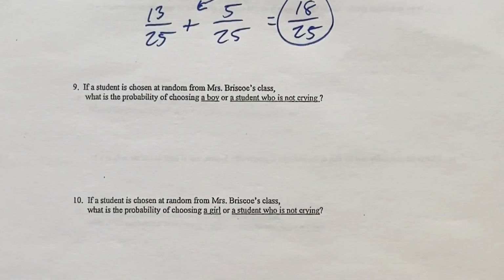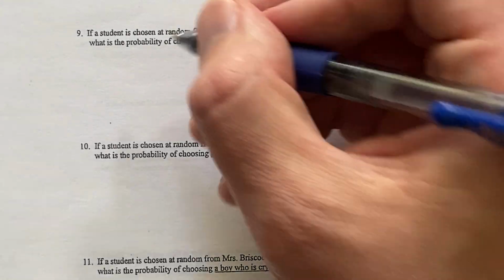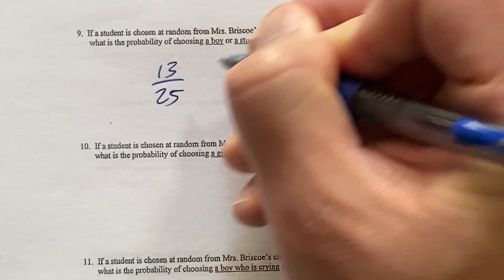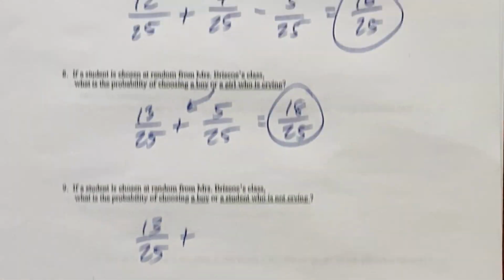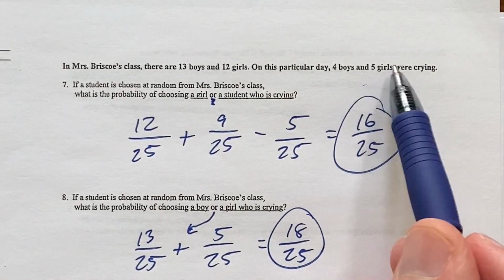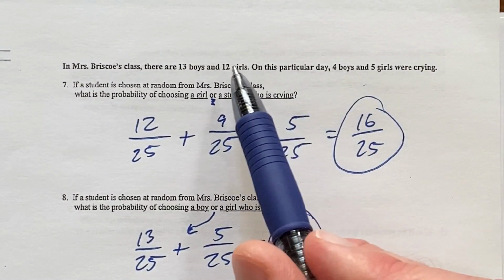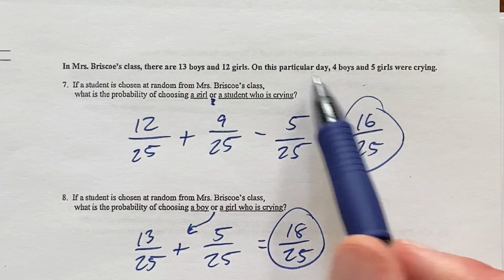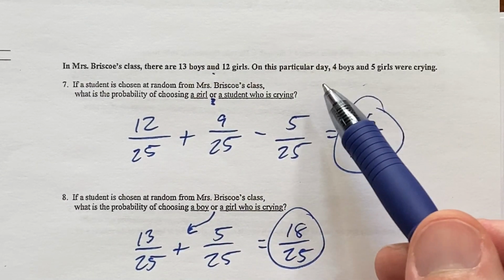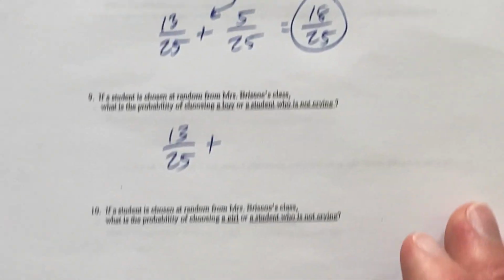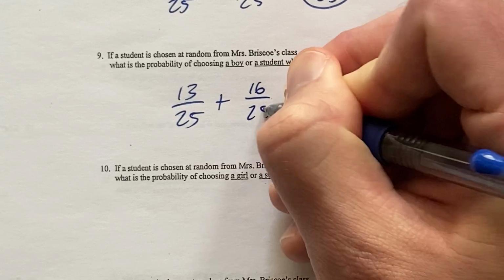Okay, number 9. What's the probability of choosing a boy? We said there are 13 out of 25 are boys. Or means add. A student who is not crying. Here we go. We've got 9 people who are crying, so 9 out of 25 are crying. How many are not crying then? Well, you could just say 25 minus those 9. That would mean that there are 16 people who are not crying. Okay, so let's go back down here. Students who are not crying, 16 out of 25.